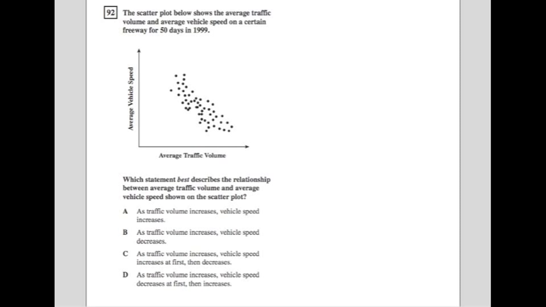So 92 says the scatter plot below shows an average traffic volume and average vehicle speed on a certain freeway for 50 days in 1999.